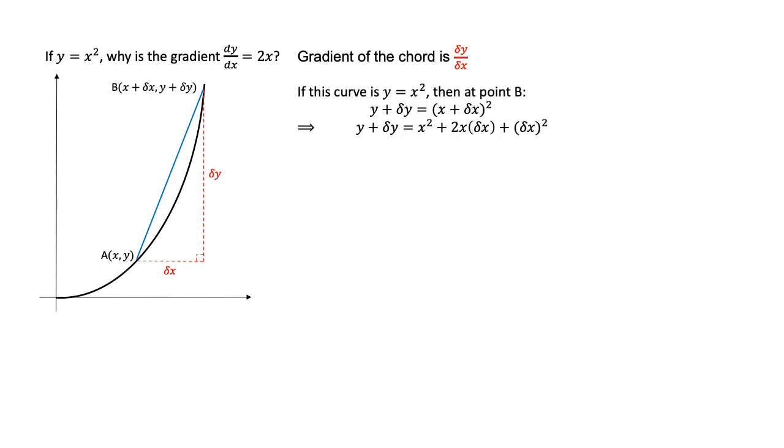So in this case, we're looking at y equals x squared. So what we do is we substitute, because we're looking at point B, x plus delta x for the x term and y plus delta y for the y term, as you can see. So there's the structure y equals x squared in the first line. And then if I expand the double bracket there, we get the expression below.